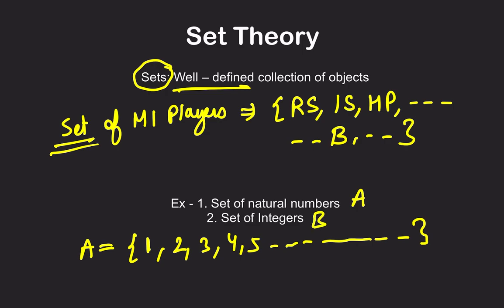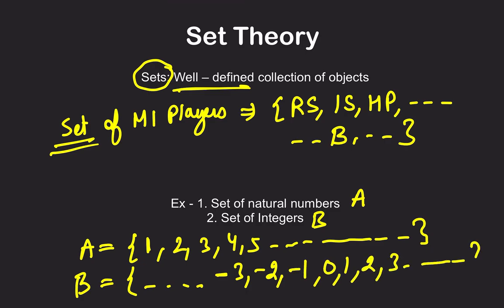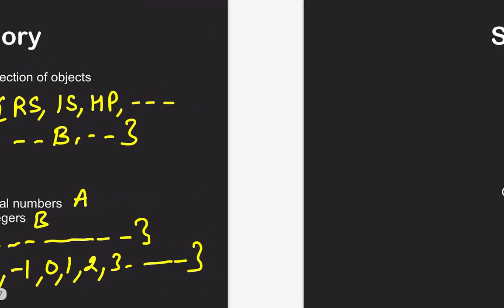Set of integers. Yes, this is another meaningful set. B is equal to minus dot dot dot, minus 3, minus 2, minus 1, 0, 1, 2, 3, up to infinity. So this is another set, an infinite set. There are infinite numbers of objects in this set. So these are the three examples of sets. I hope sets are clear. Just the basic definition is sufficient.